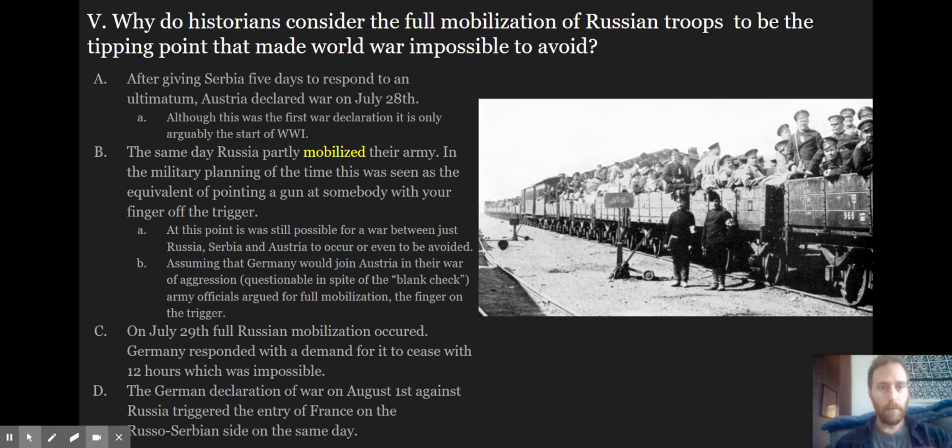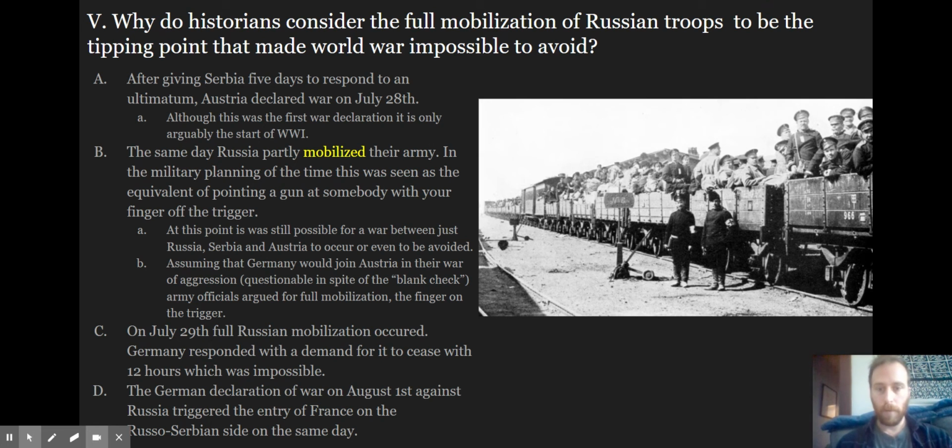Germany responds, says, we see this as a threat. You have 12 hours to demobilize, which is impossible. You can't just turn the trains around and send everybody back home, even if you decided to make the decision in 12 hours. And then Germany declares war on Russia. And so Russia, at that point, declares war on Austria and Germany and Serbia. And you have now a war between Austria and Germany on one side, Serbia and Russia on the other side.